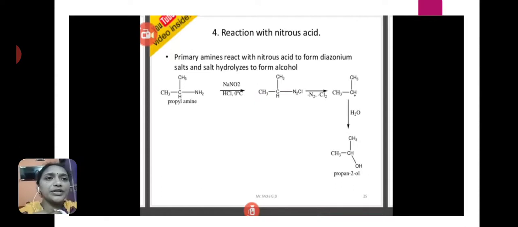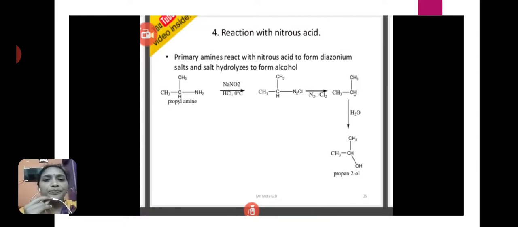Next is the reaction with nitrous acid. Nitrous acid is HNO2. Primary amines react with nitrous acid to form diazonium salts, and the salt hydrolyzes to form alcohol. Here the primary amine is 2-propanamine, and this reacts with NaNO2 and HCl, a mixture of NaNO2 and HCl.